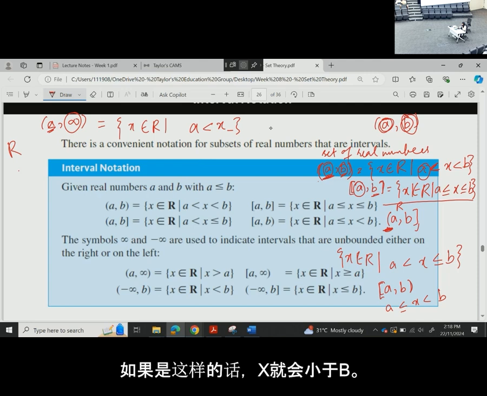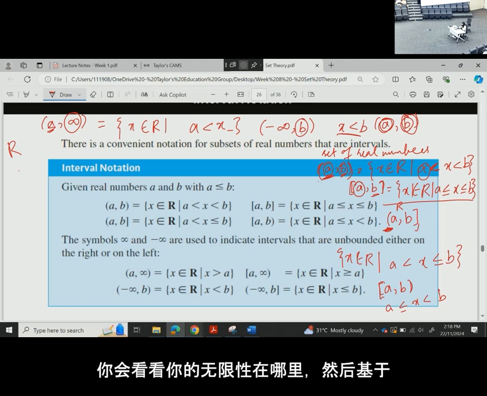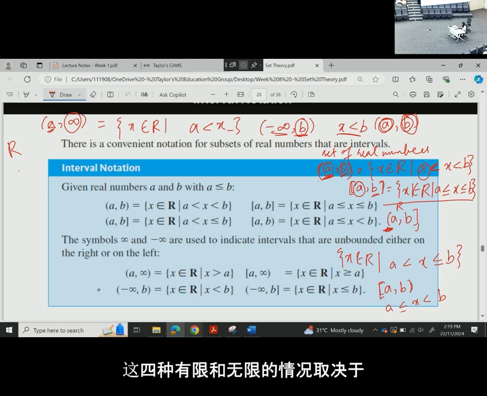And if it is like this, then X will be less than B. This will be the range. You will look at where your infinity is, and then based on that you will write it in the form of set notation. These are the four cases of finite and infinite, depending on the type of bracket that is given to you in the question. Based on that, you will determine the range of elements that are included in the sets.